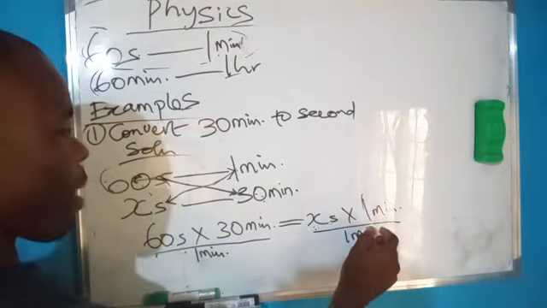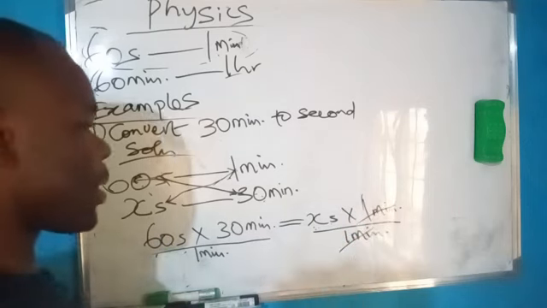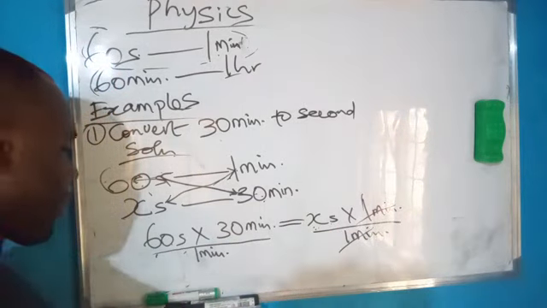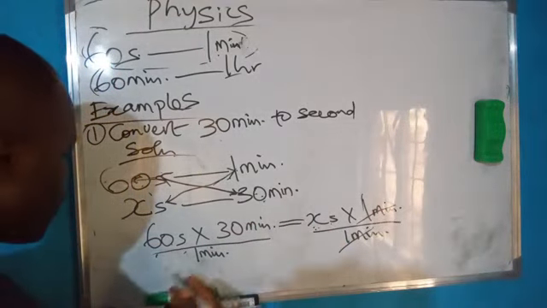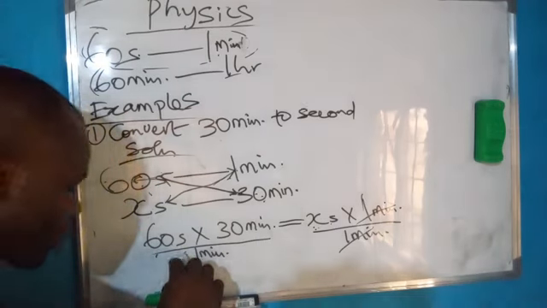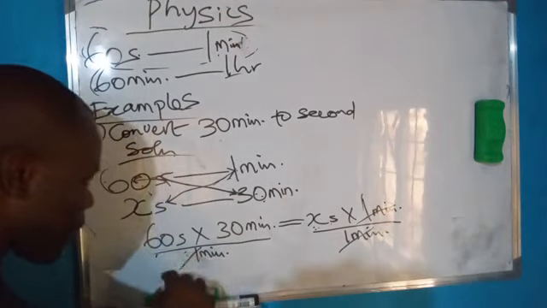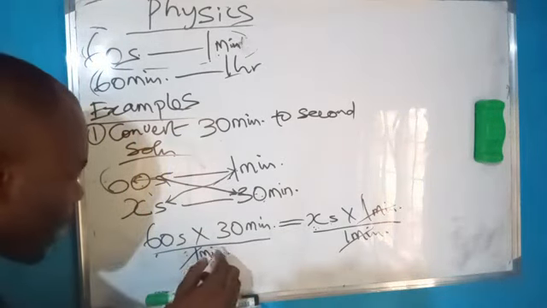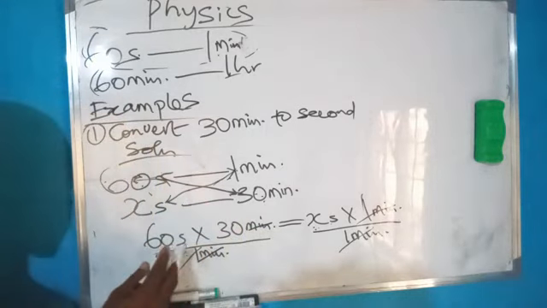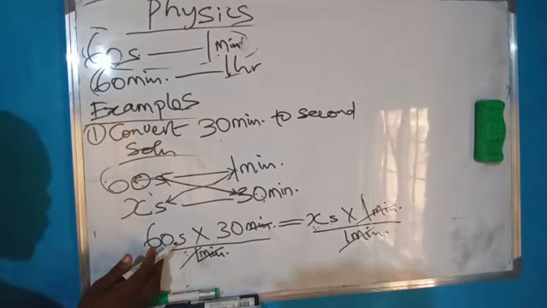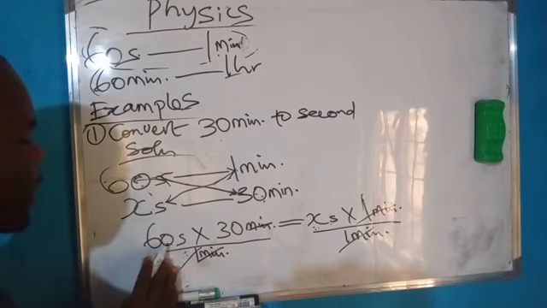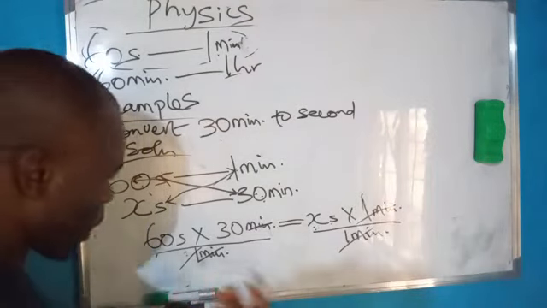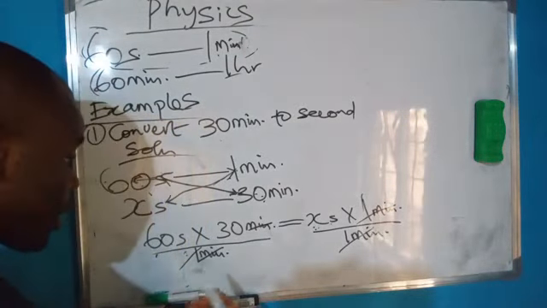So that 1 minute will cancel 1 minute, gone. You are left with only x seconds now. Remember, this s is second. So that 1 dividing all these things is still the same thing. Minute against minute, minute is gone. What is left here? Is it not second? Very good. Then you say 60 times 30. Then you can press your calculator.